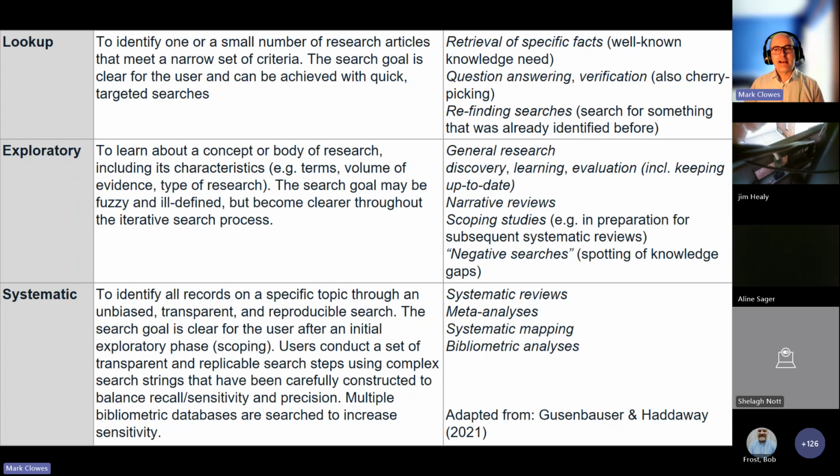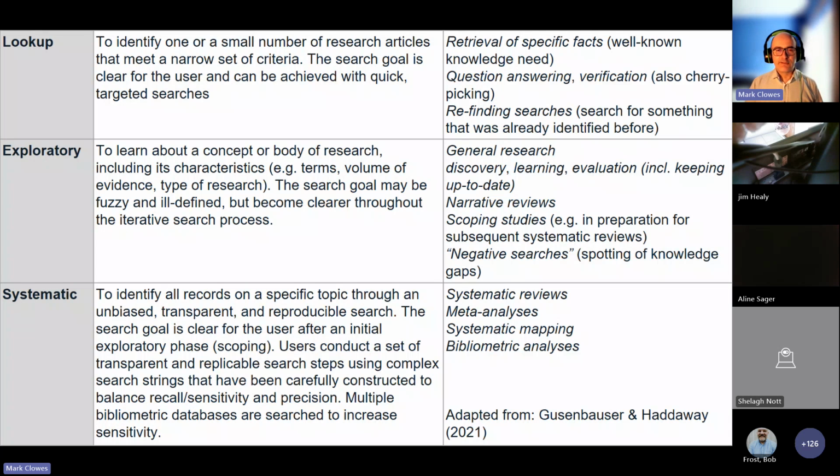And then Goosenbauer and Hadaway describe a systematic search as being one perhaps closer to my initial understanding of it, which is the idea of identifying all the records on a specific topic through a search that is unbiased, transparent, and reproducible. By finding every study, rather than being selective, you're helping to reduce the risk of bias. By making your methods transparent, you enable the person peer reviewing or reading your report later to decide whether or not you've done a good job.